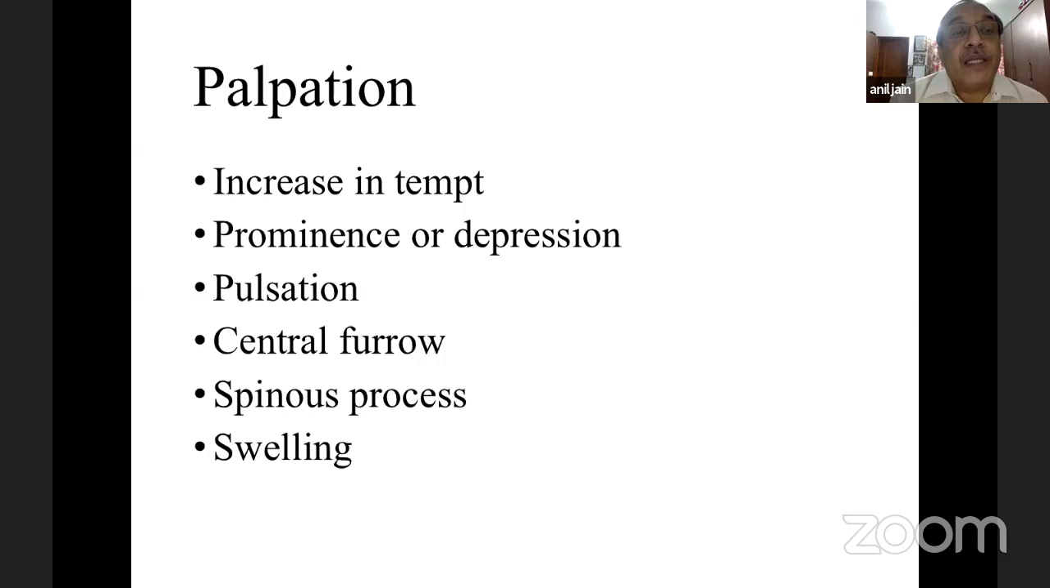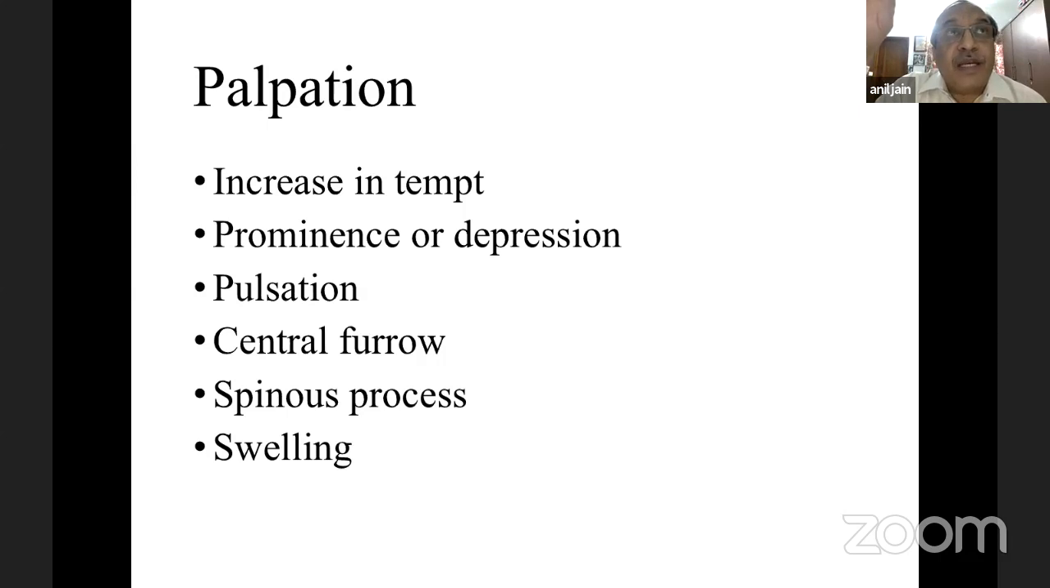But then the most important thing is increase in the temperature, and that you can palpate wherever there is a localized finding onto the spine, whether there is an increased temperature as well. Prominence or depression in any part of the spine needs to be palpated. Palpate if there is any pulsation anywhere. Central fossa, I have already told that you can palpate. And prominence of the spinous process, you need to palpate the spinous process from top to bottom.